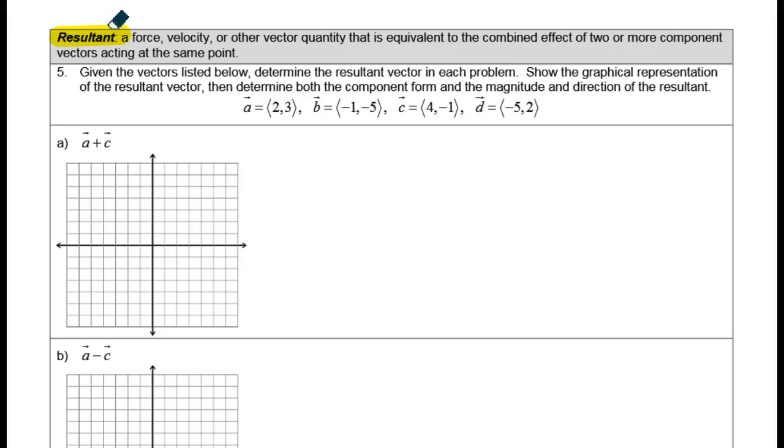A force, velocity, or other vector quantity that is equivalent to the combined effect of two or more component vectors acting at the same point is called a resultant vector. And that often happens when we add two vectors.